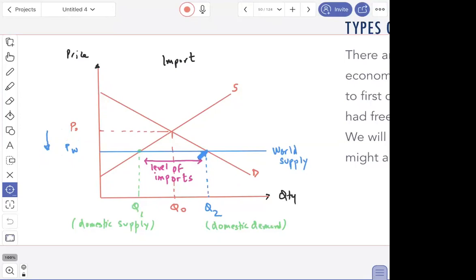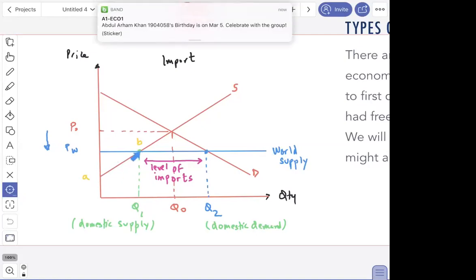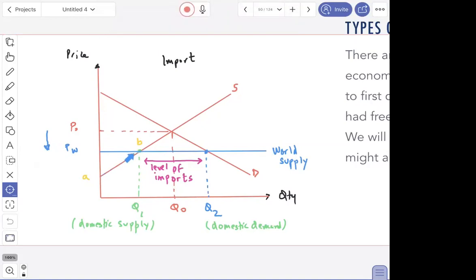Okay, but this PW price can be matched by some domestic producers as well. And how many domestic producers? This A to B are those domestic producers who are able to meet this demand. Are you guys with me? So A to B are those domestic producers who are able to meet this PW price. B to, for example, this, let's call it E, B to E are those producers who are unable to match PW price because their cost is much more.